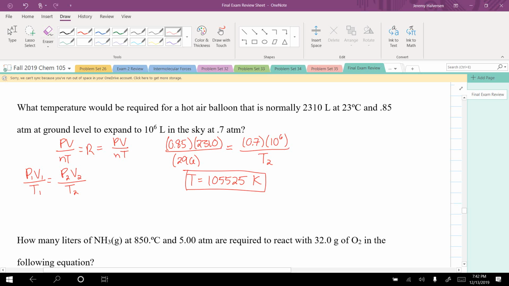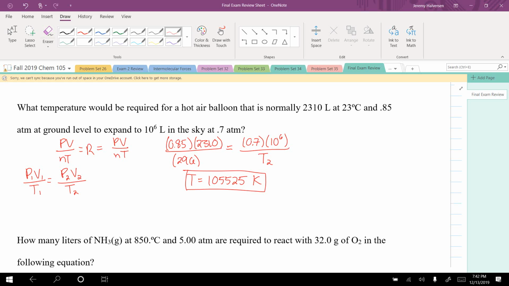Questions about that, though? So what do I think when I read this problem? I think I've got a gas in one situation and I'm changing the conditions. Because we're in Chem 105, we just assume it's ideal. And so my PV over NT is always going to equal R. Always. So in condition 1, PV over NT is going to equal R, and in condition 2, PV over NT is going to equal R. So they're going to equal each other.